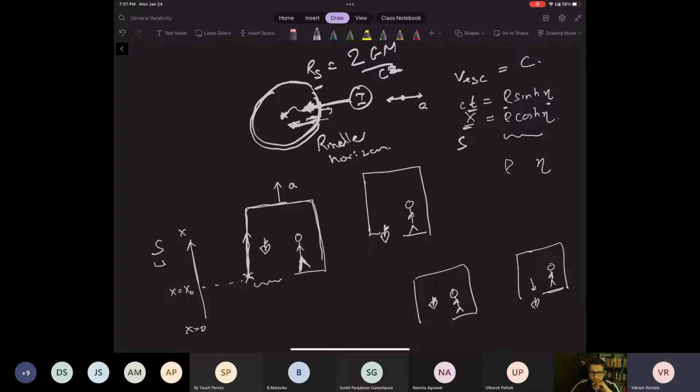The Rindler observers maintain a fixed rho between them, right? So as seen in their common MCRF, they will always see a fixed distance delta rho between any two Rindler observers. And their time coordinate goes on changing as eta changes. Yeah, so that was the question. Thank you.